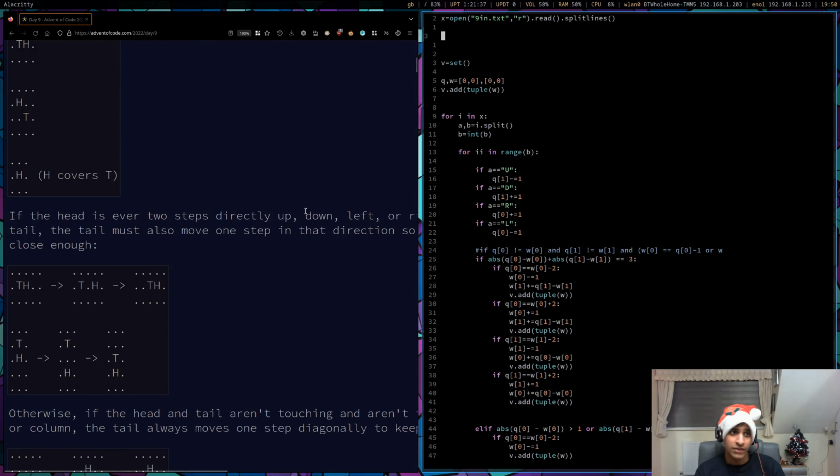Right, so just opening the file. This is my solution. Visitor set, this just keeps track of all the coordinates that the tail has visited. Q and W, right, so Q is the head, W is the tail. Sorry for the names, they're easy to type, right next to each other on a keyboard, so I'm using them.